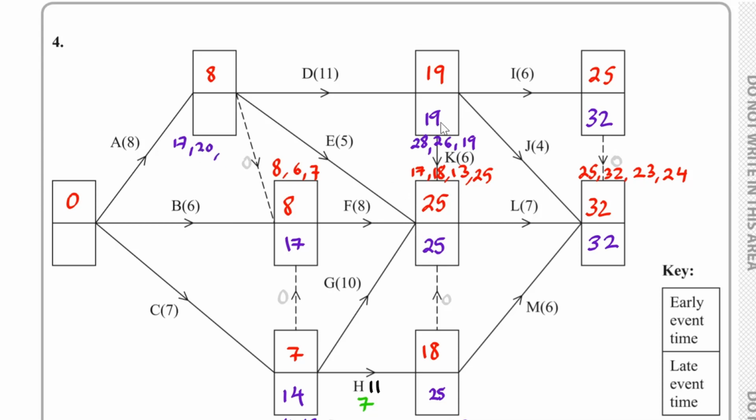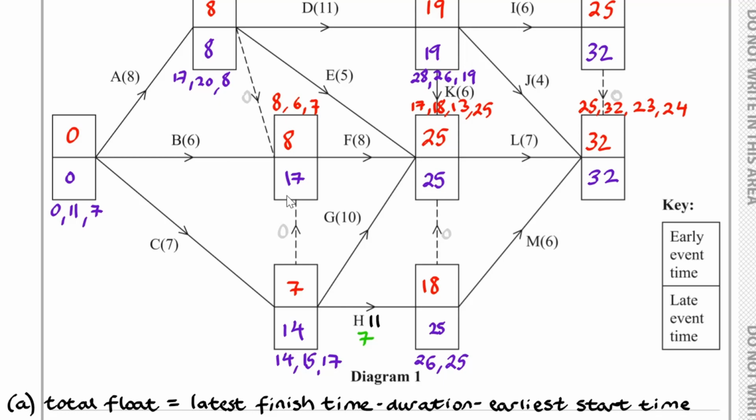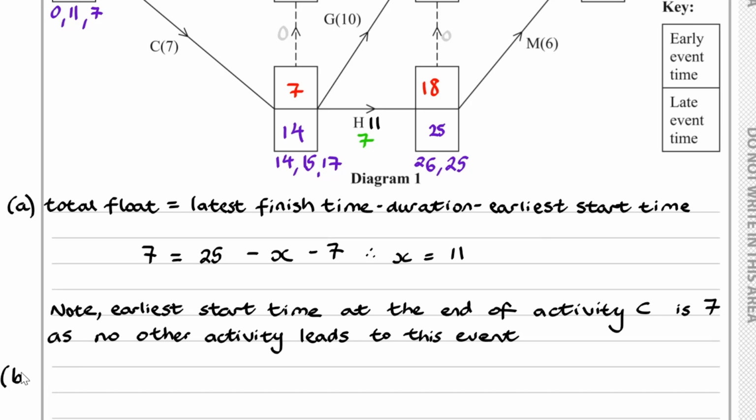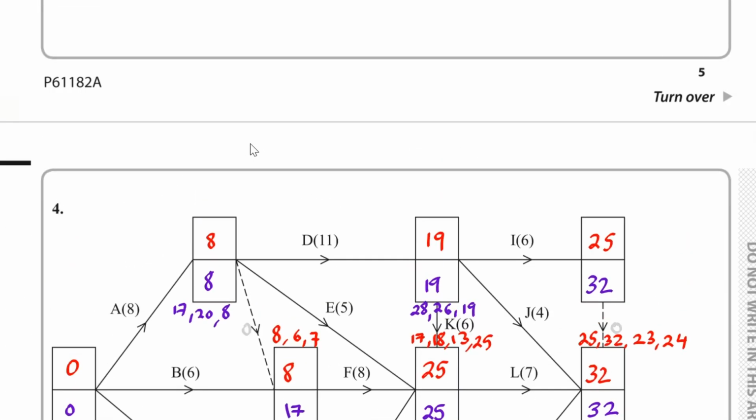And then we have 19 take away 11, that would be 8. The smallest one out of all of these is the 8. And if we go back to the starting point, 8 take away 8, that would be 0. 17 take away 6, that would be 11. And 14 take away 7, that would be 7. The smallest one is 0. So we've completed our table, our diagram rather. So for part B, let's just write C diagram 1. Okay, hopefully all that makes sense.